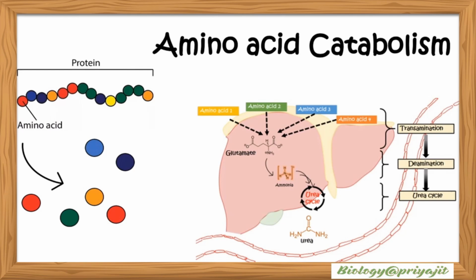In this video we will talk about amino acid catabolism. So we are going to get an overview of how proteins are broken down into amino acids, and how these amino acids are broken down to nitrogen and how it is excreted.